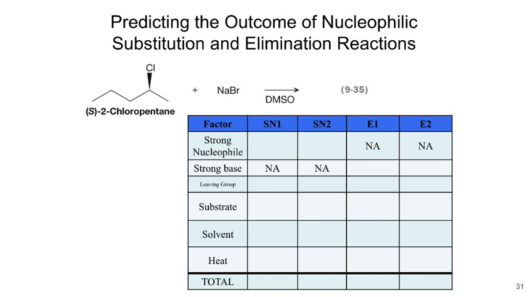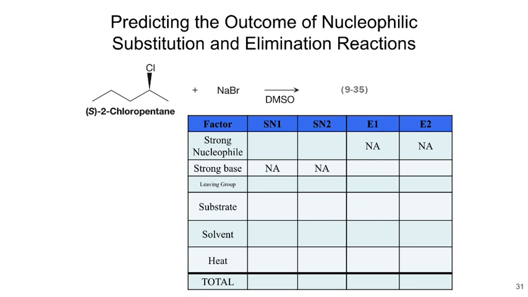So if I saw 1 check mark in the column for SN1, but 3 check marks in the column for SN2, my total is 1 versus 3. Which mechanism should I do? SN2, because there's 3 things that I can evaluate that say it should do SN2. That's how I do SN2.